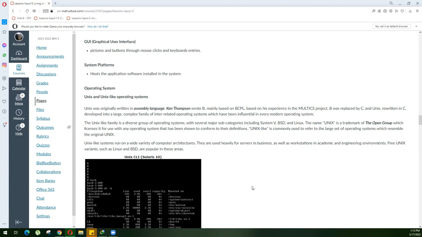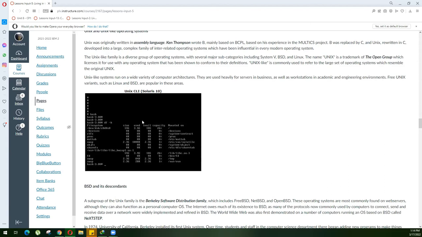Unix-like systems run on a wide variety of computer architectures. They're used heavily for servers in business as well as workstations in academic and engineering environments. Free Unix variants such as Linux and BSD are popular in this area. So we have here a sample screenshot of the Unix CLI. So this is under Solaris 10.